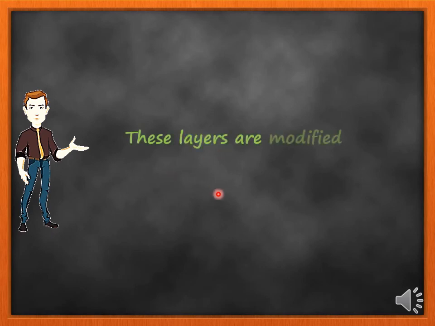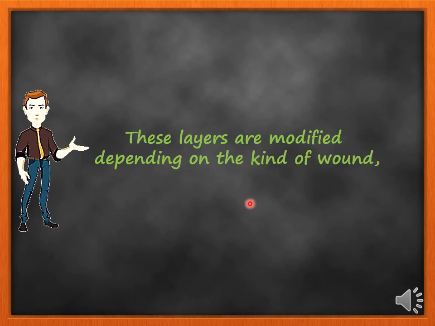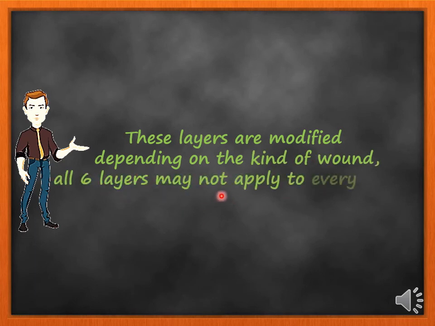So in conclusion, these layers are modified depending on the kind of wound involved. All 6 layers may not apply to every wound, so it's important to note that all of the 6 layers we just mentioned would not apply to every wound. So it's important to understand the kind of wounds that require certain dressing. For example, in a burn wound that is actively weeping, you would want to use a capillary layer to absorb the moisture.